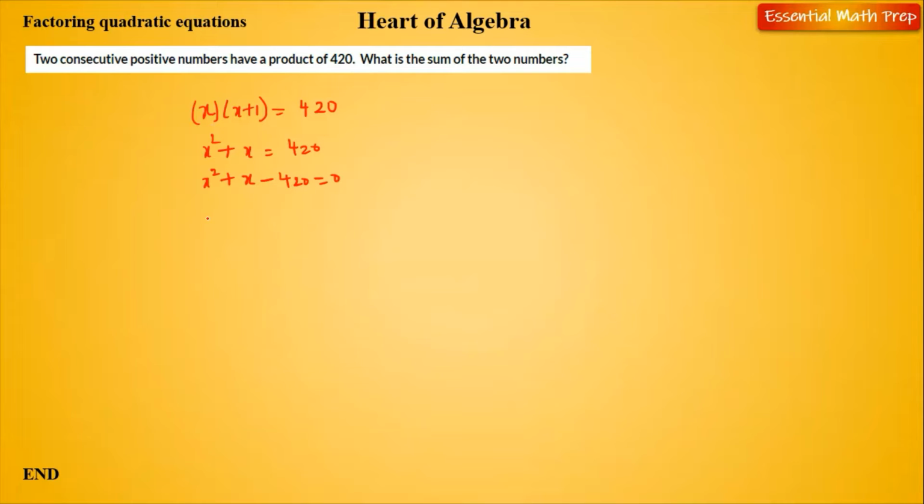We now know 21x, okay, minus 20x minus 420 equals 0. So, right? 21 times 20 is 420. Don't believe me? Go ahead and give it a shot. x plus 21 minus 20 times 21. If you take 20 out of the bracket, it's x plus 21 equals 0. x minus 20 times x plus 21 equals 0.